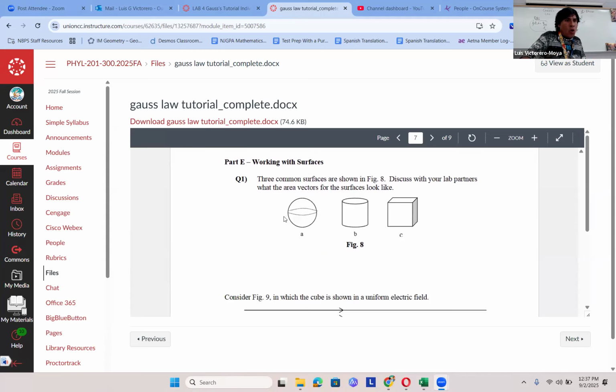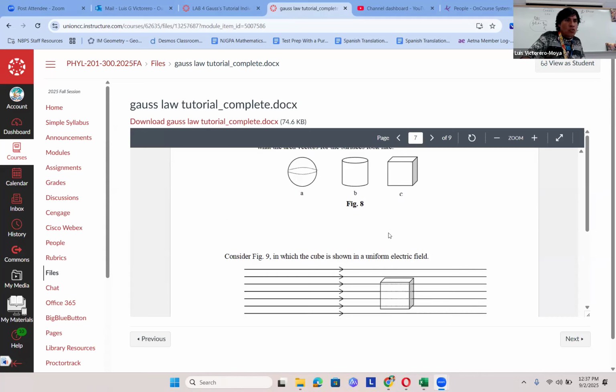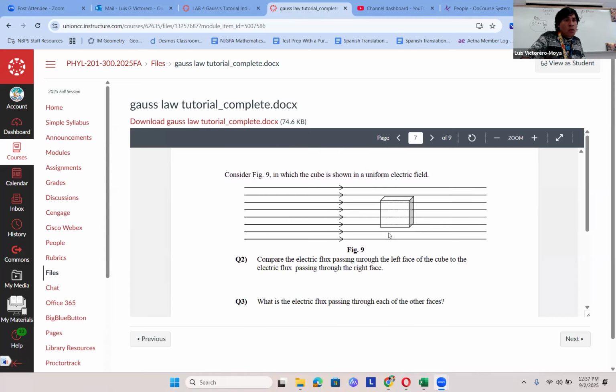So here you have a few common 3D shapes that we use to solve for Gauss's law. Here you're going to look at the electric flux. Think about this cube as one face has the electric field going towards it, and the other face has the electric field going away. So for the one going away, the electric flux magnitude is the same, but the sign is different because it's entering for one.